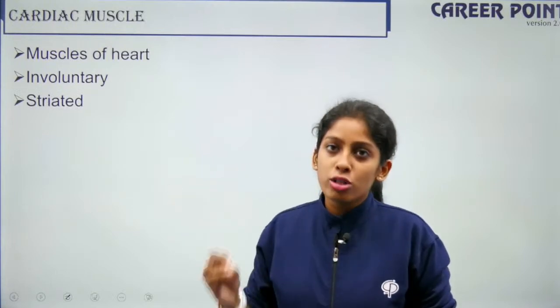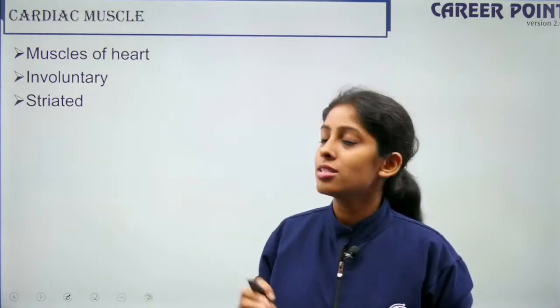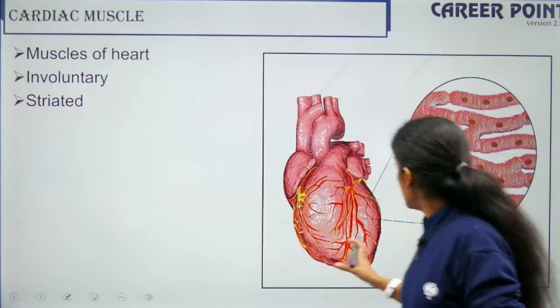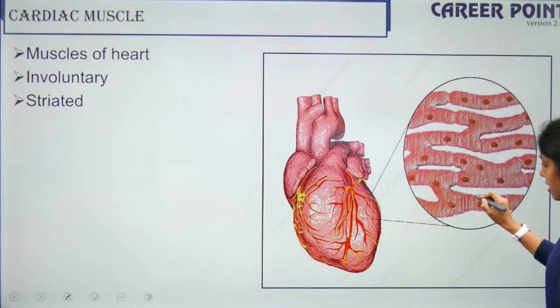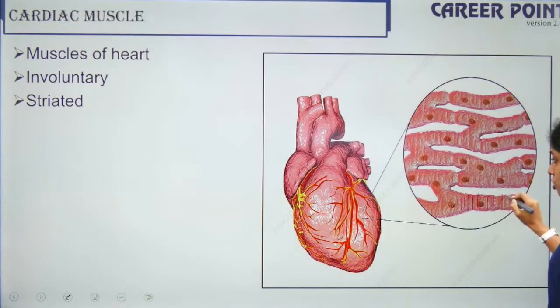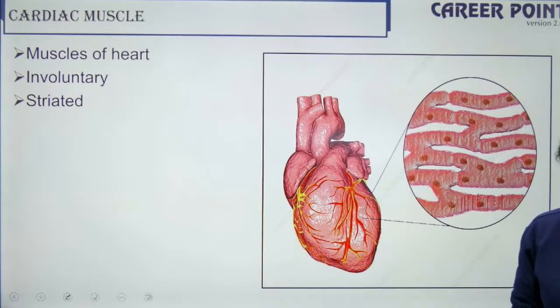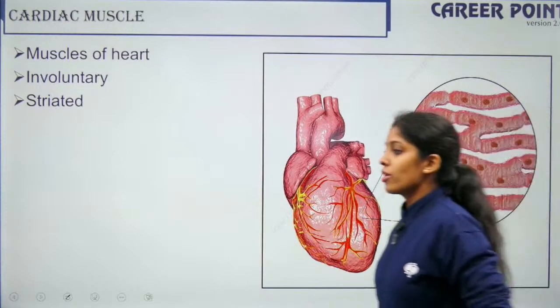This is also striated like a skeletal muscle. These also have stripes. This is how your cardiac muscles look like. You can see stripes like this. So they are striated. Fine? Okay. So giving you an idea.